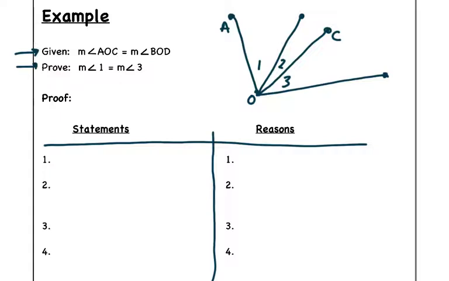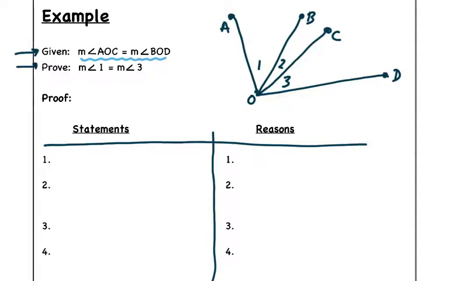And then I can say that about B and D. All right, I think that looks good. All right, let's look at the given. The given says that the measure of angle AOC is equal to the measure of angle BOD, or AOC is congruent to angle BOD. All right, we'll just look at our picture.